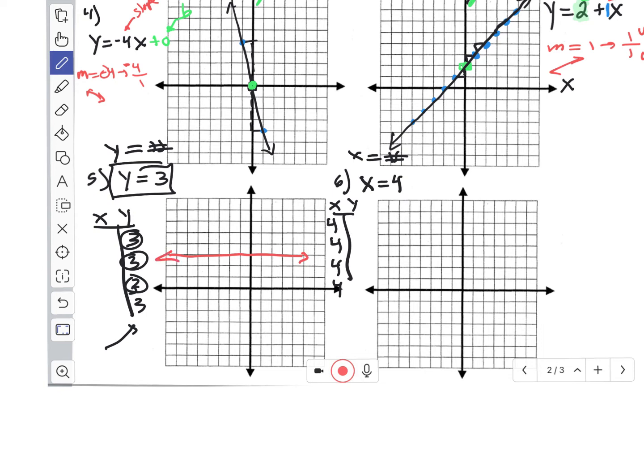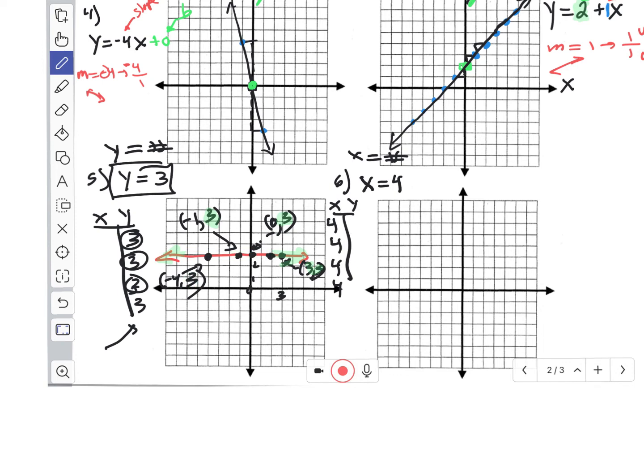Let me prove to you. Let's look at some ordered pairs. So what is the coordinate of this location? It has an x value of 0 and a y value of 3. This point right here has an x value of 3 and a y value of 3. This point right here has an x value of -1 and a y value of 3. This point has an x value of -4 and a y value of 3. Do you notice that every single one of these y values is always 3? That's why this is called the y equals 3 line.